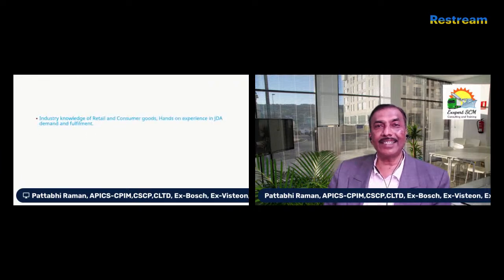Coming to the next requirement: industry knowledge of retail and consumer goods, hands-on experience in JDA demand and fulfillment. Once again, the first portion is knowledge. When we talk about the external environment, you should be aware of the customer, what kind of products you are dealing with, especially in the retail environment, what the market situation is, and how the external factors are going to influence this product.